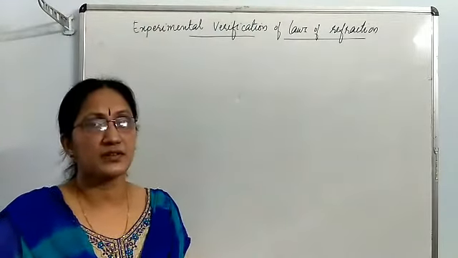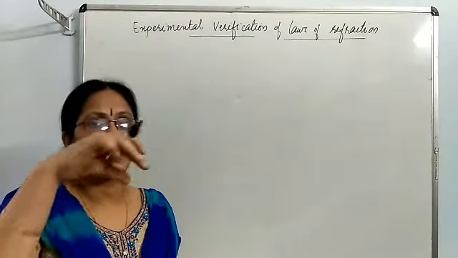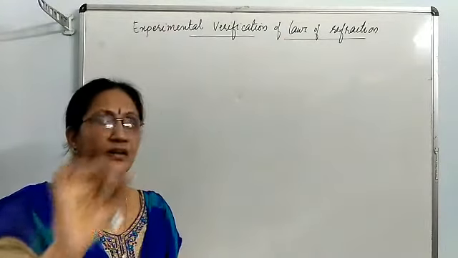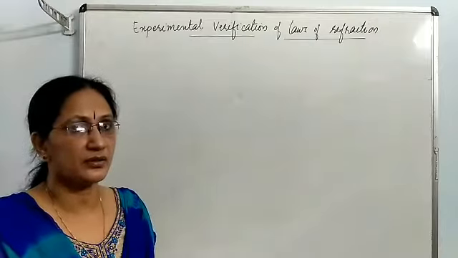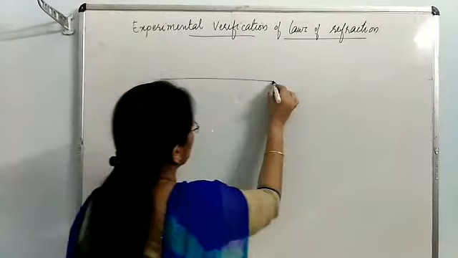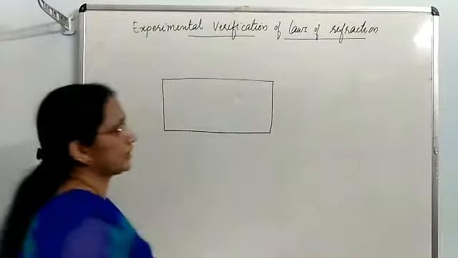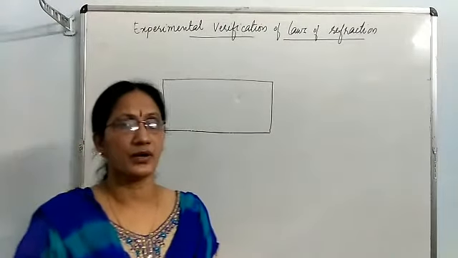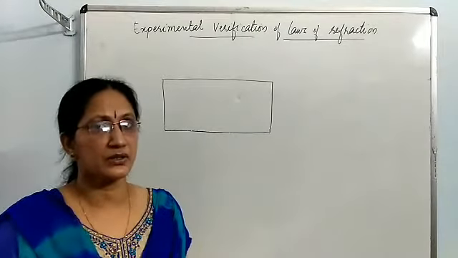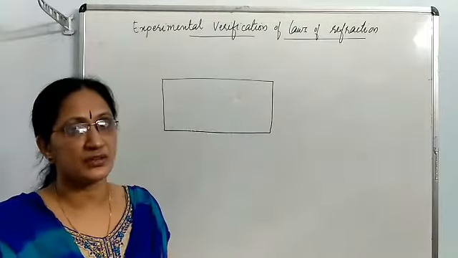You have to fix the drawing sheet on the drawing board and place the glass slab in the middle of the drawing sheet, and with a sharp pencil draw its boundary. You will get a rectangle like this. Like this you will get a rectangular outline of the glass block. Now we can remove the glass block. Then the outline remains like this on the drawing sheet.